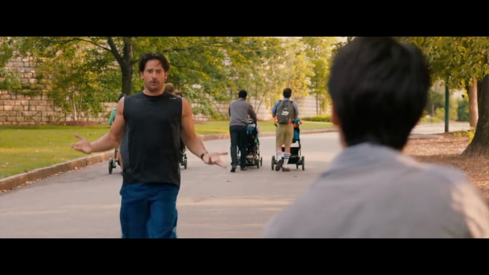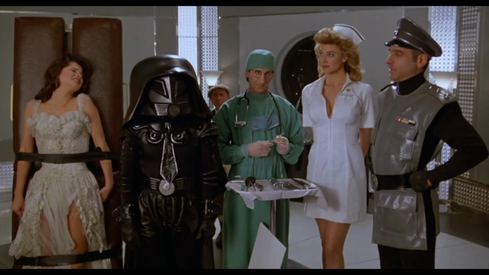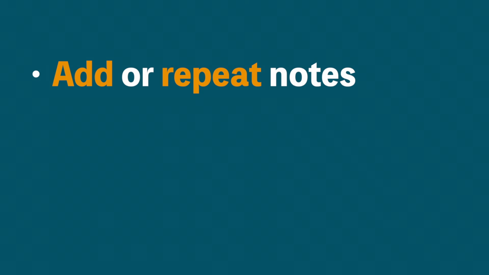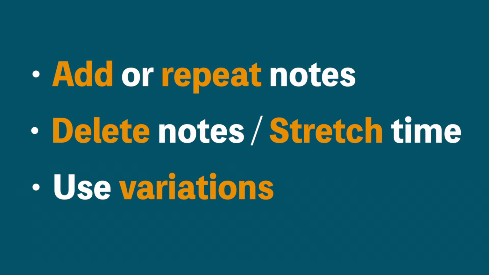So if your ostinatos are lifeless and boring, it might be because you're betraying that rule, and your ostinatos are just ticking away the time without giving you the actual energy that you think it will. There are 3 things you can do to keep your ostinato from being a glorified metronome. You could add or repeat notes, you could delete notes or stretch time with dotted rhythms, or you can use variations to swap up the pattern and keep it fresh. Let's look at examples of scores that keep their ostinatos interesting by doing these 3 different things. We'll start with adding or repeating notes.